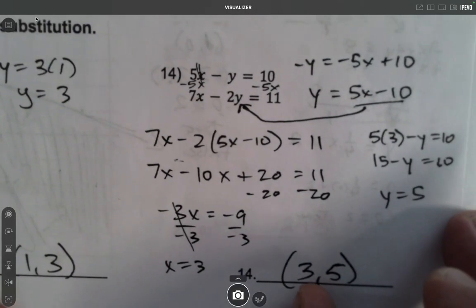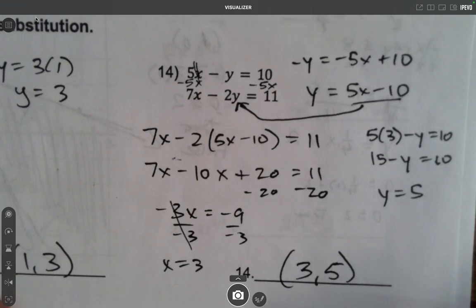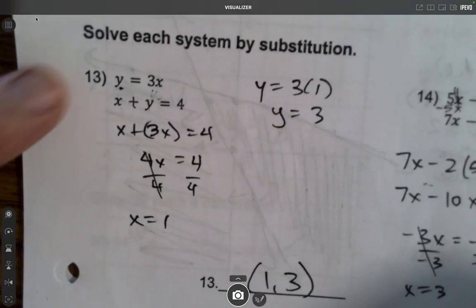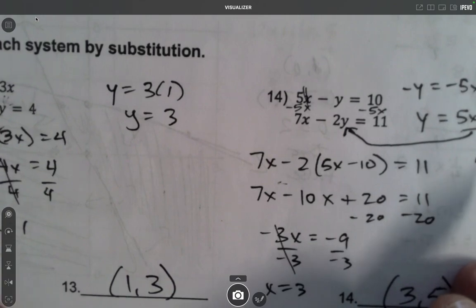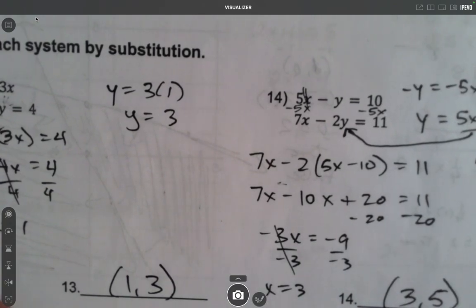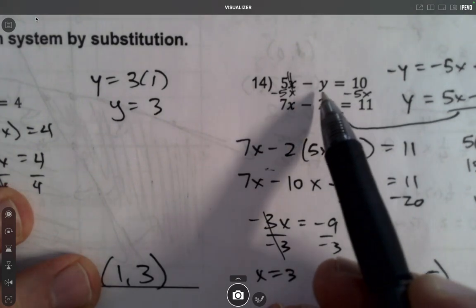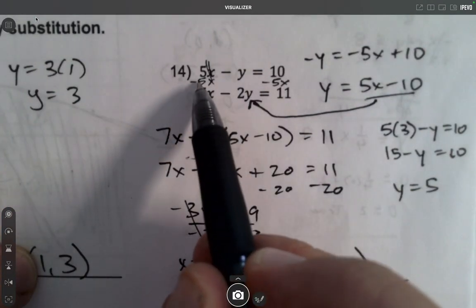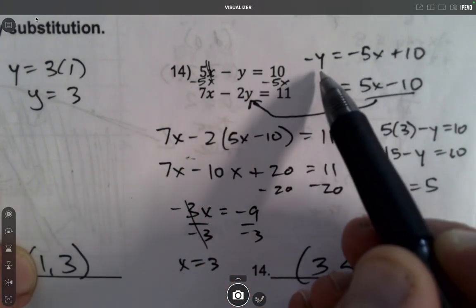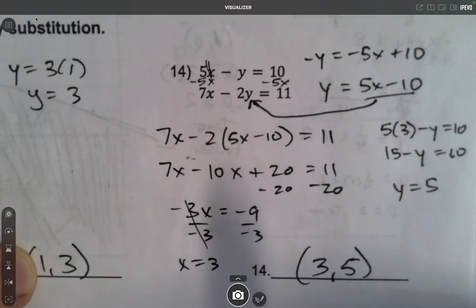Okay, 14 is a little bit tougher because they don't have a variable already written by itself. This one already had y by itself. This one doesn't have x or y by itself. The easiest one to get by itself is going to be this y. So I subtracted 5x from both sides and got negative y equals negative 5x plus 10.